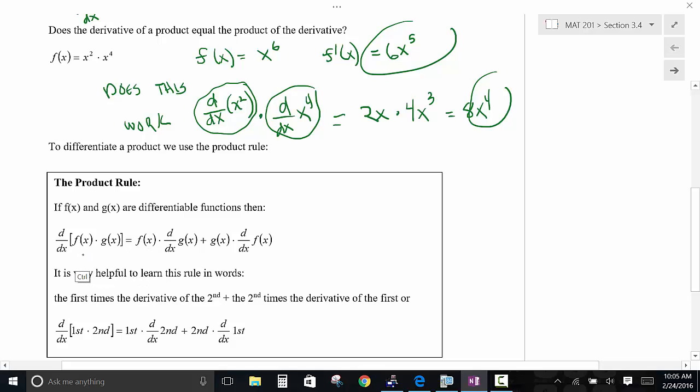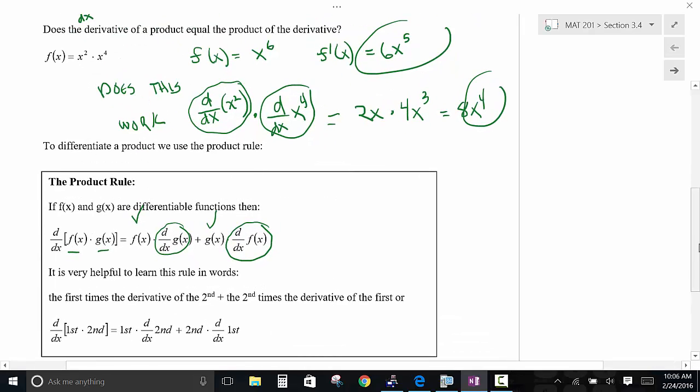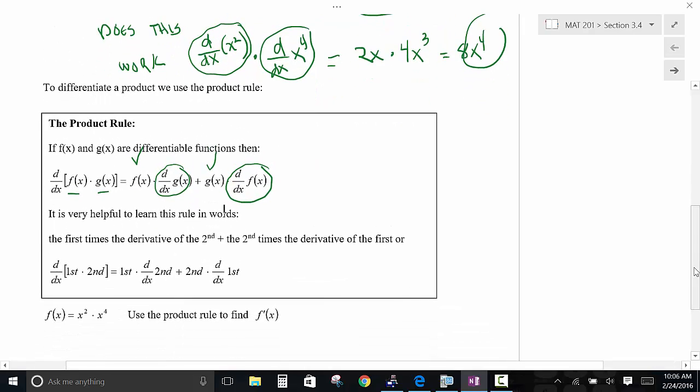So the idea is, if you have two functions multiplied, this is what you do. You write down the first function and you don't touch it. Then you do the derivative of the second. Then you add, then you do it backwards. You write down the second function and don't touch it. Then you multiply by the derivative of the first. One thing that's always real helpful on this formula is to learn it in words. Don't learn it in symbols, learn it in words.